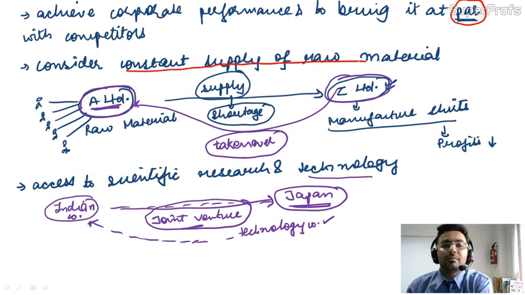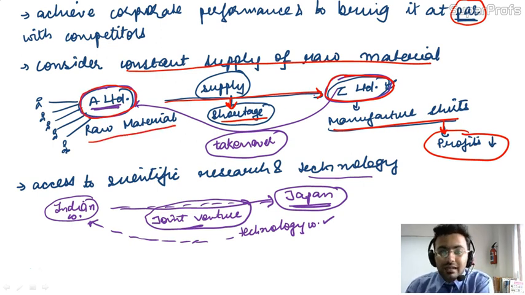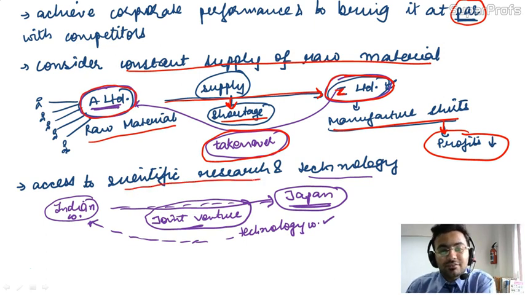Considering constant supply of raw material, there was a unit, Z Limited, which used to manufacture shirts and earn huge profits. But the supply given to Z Limited generally had a shortage. What kind of shortage is there? A Limited has a lot of consumers of raw material, and that's why Z Limited used to have a shortage. Now Z Limited has taken over A Limited. If they have taken over, that will be of great use, and after that there will be no shortage. Next, access to scientific research and technology.